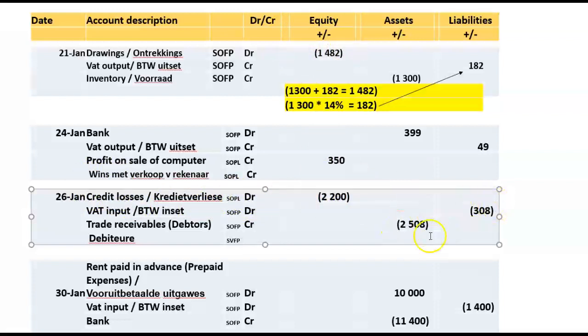And then the VAT that we're going to claim back, you can either treat that as VAT input, which is a reduction of our liability, or that 308 you could have put as an increase of our assets. So either an increase of assets or a reduction in liabilities. I would have marked both of them correct. It is VAT input. Why? Because the credit losses is an expense, and we can claim VAT on expenses, and that we call VAT input.